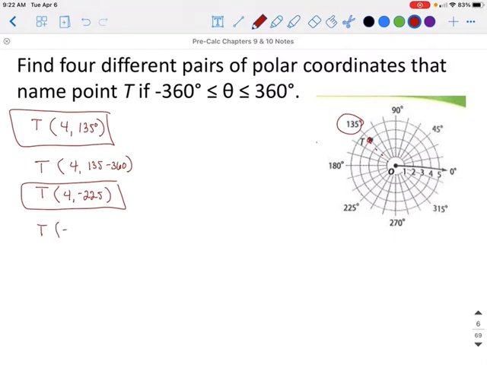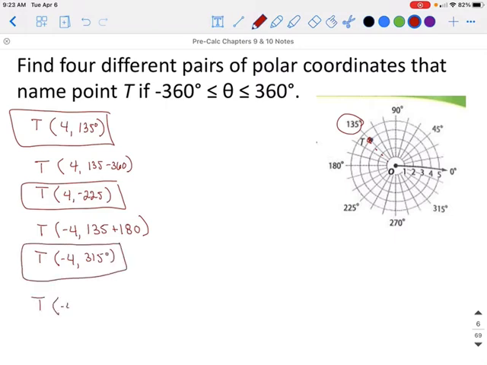Now you can also take your r value and make it negative. When you make it negative, you can add or subtract 180. So this would give me 315 degrees. Or we could have done negative 4, and I could have done 135 minus 180, which would give us our 4th point of negative 45 degrees. So if I graphed all 4 of these, they would all end up back at this exact same point.